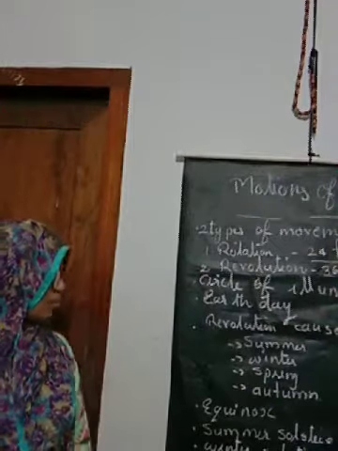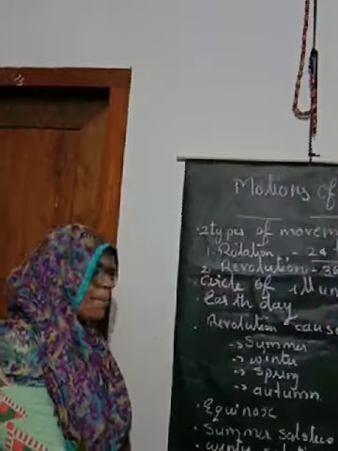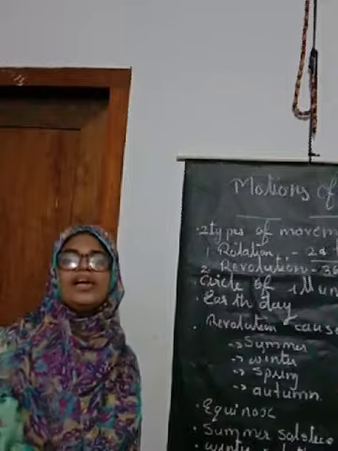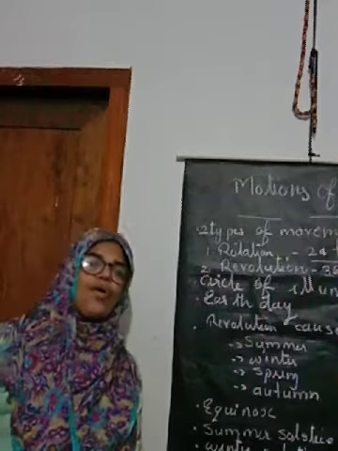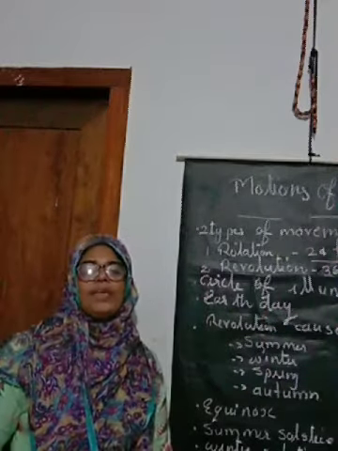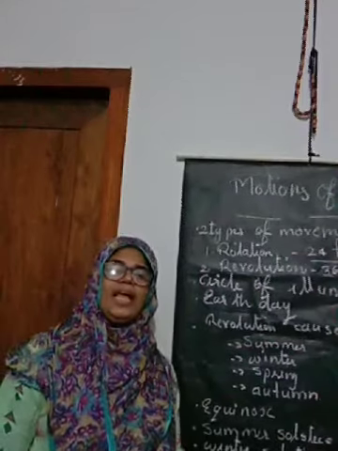In the next class we have to understand three terms also. Which are the three terms? Equinox, summer solstice and winter solstice. Those we can discuss in the next class.